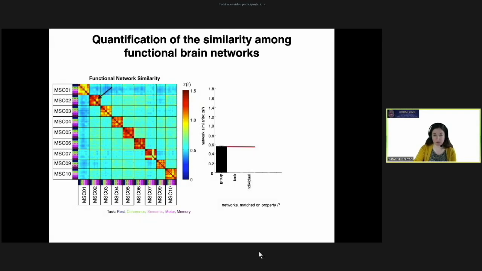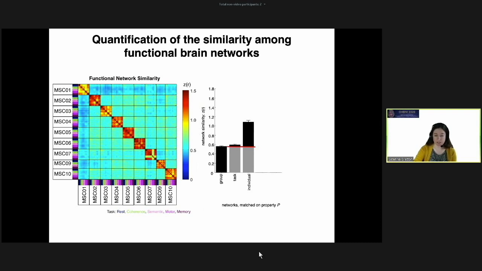Now, relative to this group pattern, we also see a big pop-out pattern there along the main diagonal, indicating a big effect of individual. That is, a particular subject's networks look most like themselves, regardless of what day or what task they were completing. There's also a small general effect of task, so everyone completing the motor task looked a little bit more like other subjects completing the motor task, but it's hard to see on this color scale.